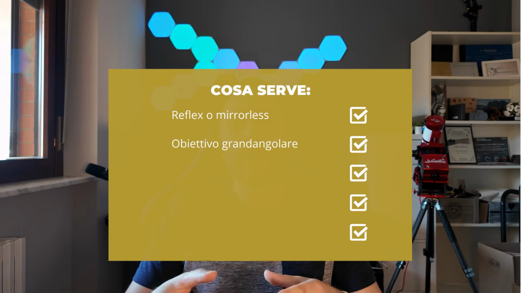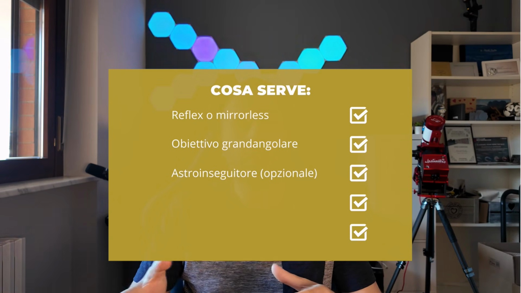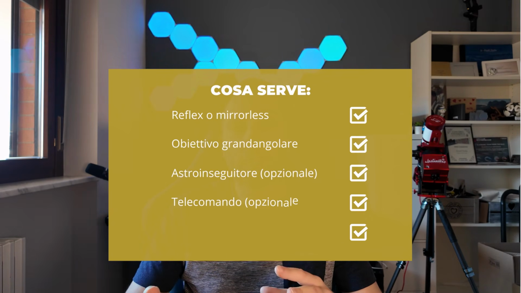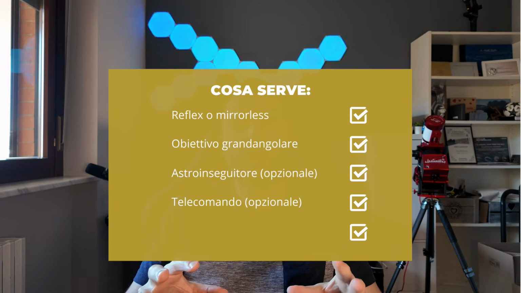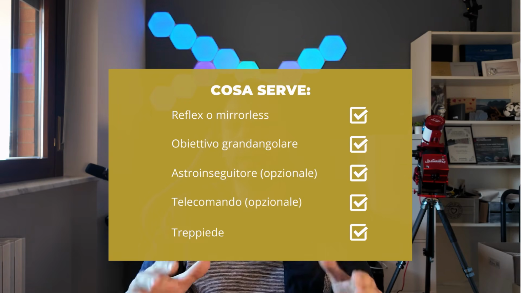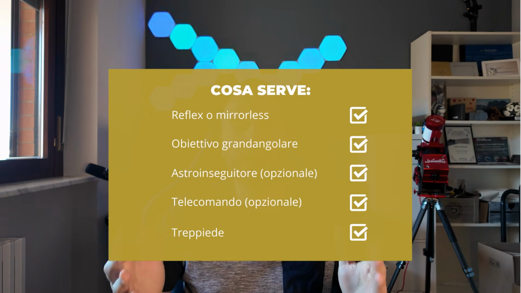Then, if we have the means, we can get a star tracker, which will help us with this type of shot. And if you want, you can also use a remote shutter release, but if you don't have one, don't worry, because you can use the camera's self-timer. That way, at least when you have it on the tripod, which is another essential tool for this type of shot, you avoid vibrations, so that's everything we need.